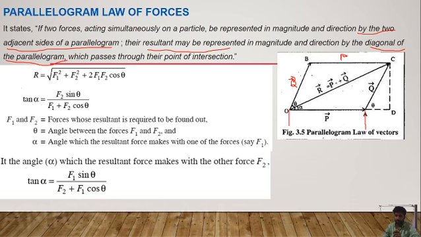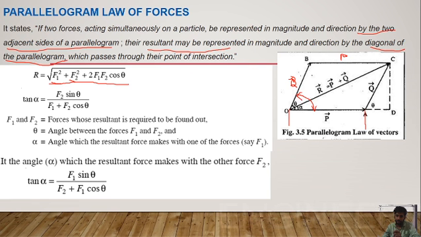Here, instead of P and Q, it is written as F1 and F2. So we can write the resultant as the square root of F1 squared plus F2 squared plus 2 F1 F2 cos theta. We have to study this equation. Resultant R is equal to root of F1 squared plus F2 squared plus 2 F1 F2 cos theta, where theta is the angle between P and Q.